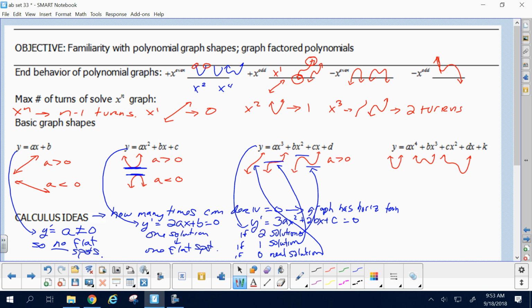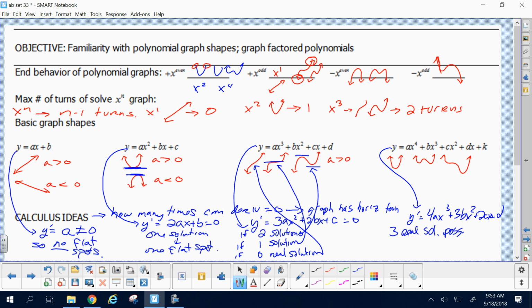You tracking? Last but not least, what's the derivative of x to the fourth, that equation? Y prime is 4ax cubed plus 3bx squared plus 2cx plus d. Okay? This could have three real solutions. Possibly. In that case, which of the three pictures would that match with? The first, second, or third graph?